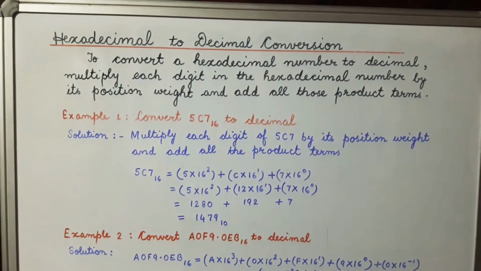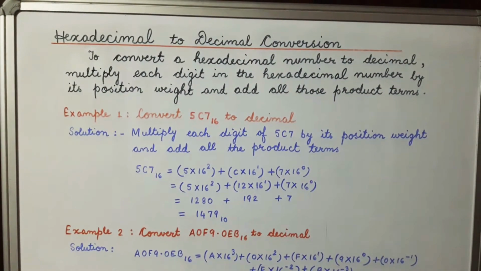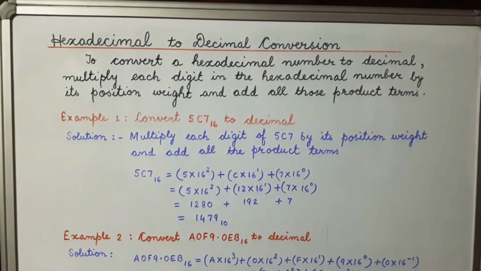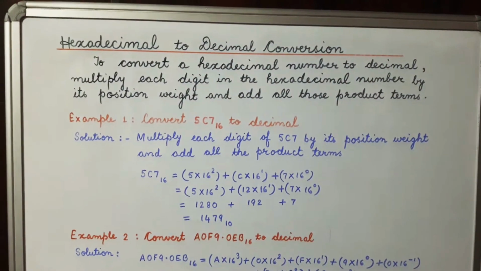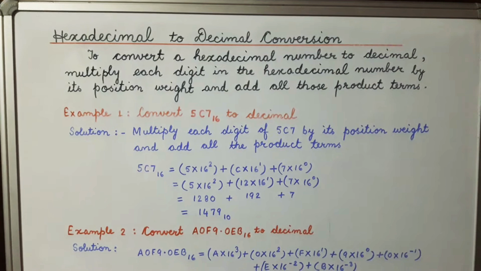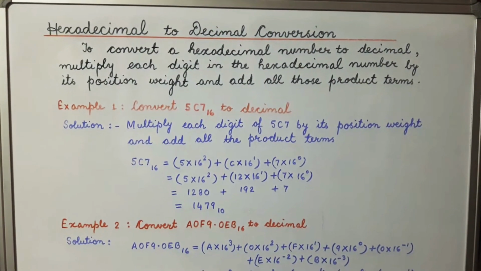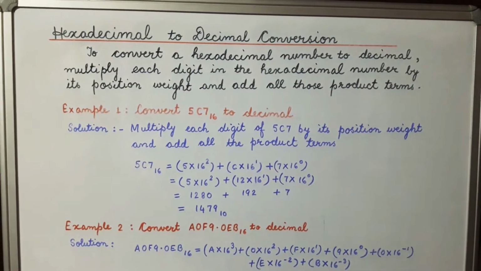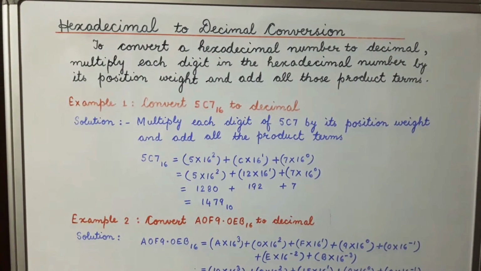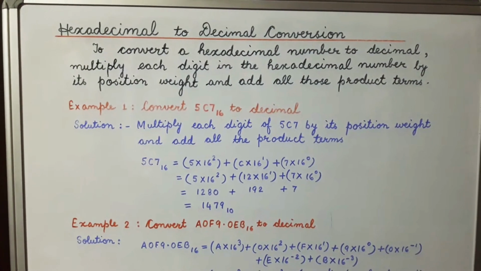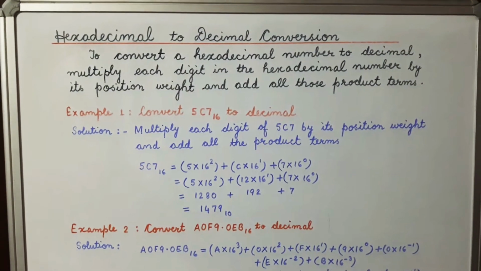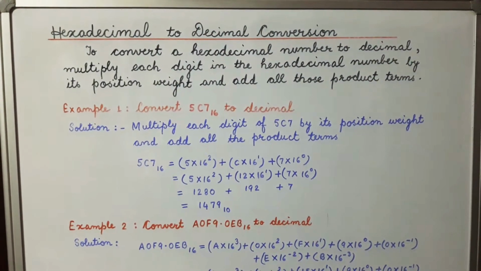Hello everyone. Today we will discuss hexadecimal to decimal conversion and decimal to hexadecimal conversion. We know that the base or radix of a hexadecimal number is 16 because 16 different digits are used to represent this number system. Similarly, the base or radix of a decimal number system is 10 because 10 different digits are used to represent this number system.